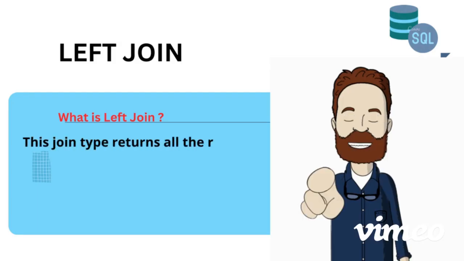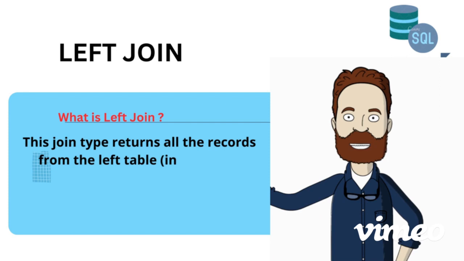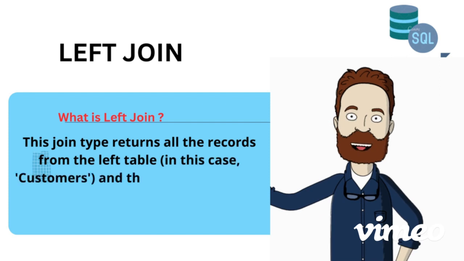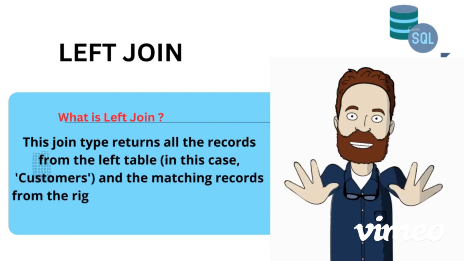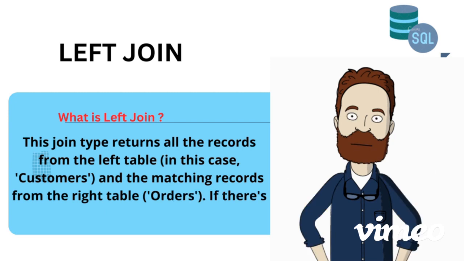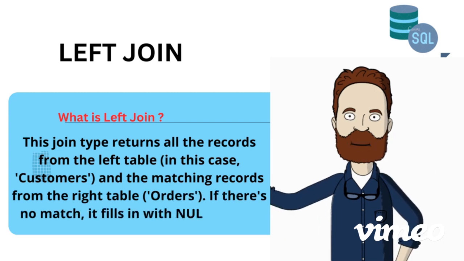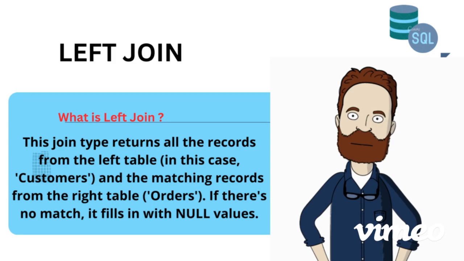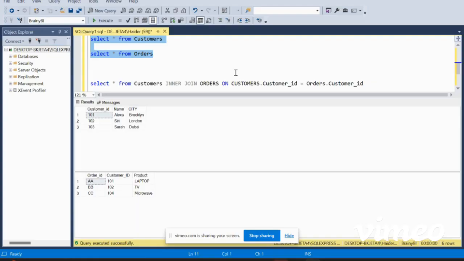Next, let's discuss the left join. This join type returns all the records from the left table and the matching records from the right table. If there is no match, it fills in with null values. Now let's understand left join with a practical example. Again, we have these two tables, customers and orders. In the customer table, we have customer ID 101, 102, and 103. In the orders table, we have customer ID 101, 102, and 104.